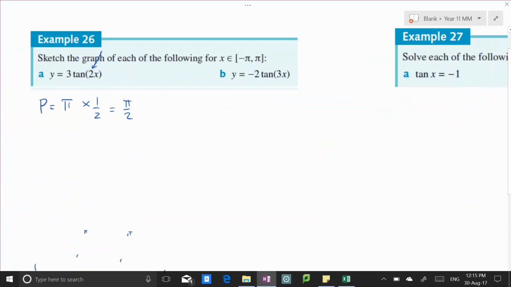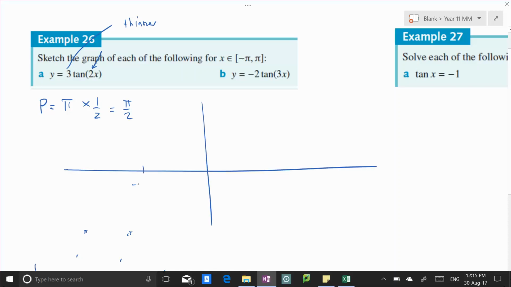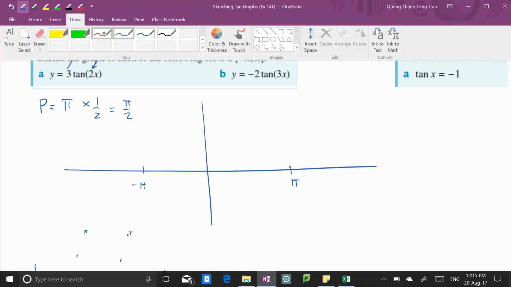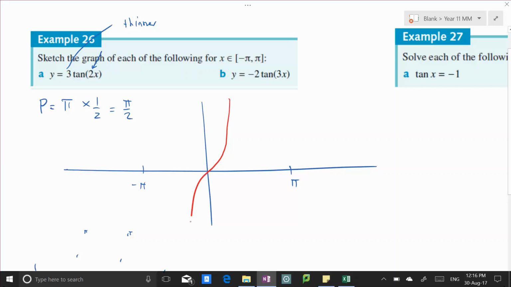I also know that it doesn't move left, doesn't move right, doesn't move up, doesn't move down. The only thing that I have here is stretches. It makes it thinner. So if I draw the graph from negative pi to pi, let's say negative pi is here, and pi is here. I start off by working out that one cycle, the period, is pi on 2. So this asymptote to the second asymptote has to be a distance of pi on 2. So if from here to here is pi on 2, then halfway has to be pi on 4.